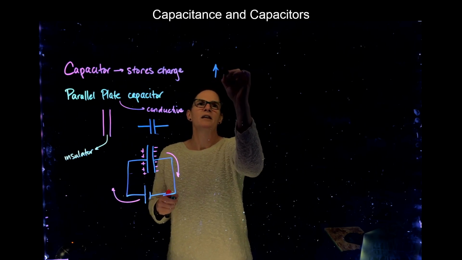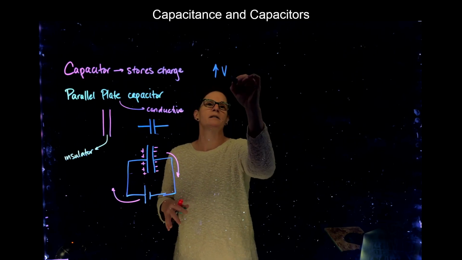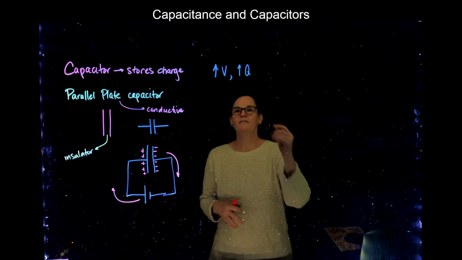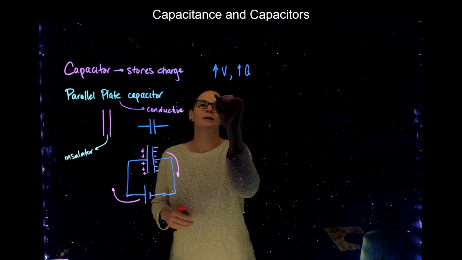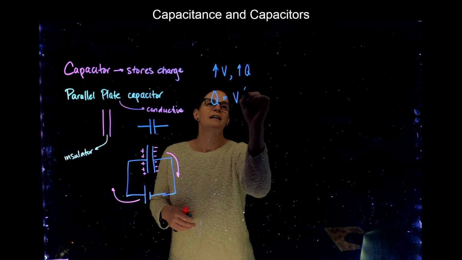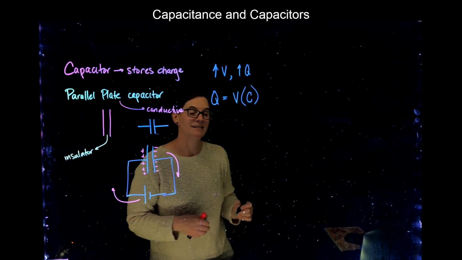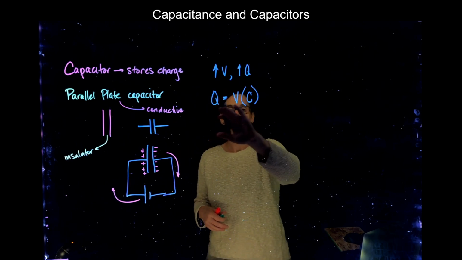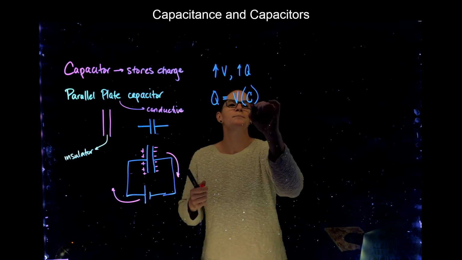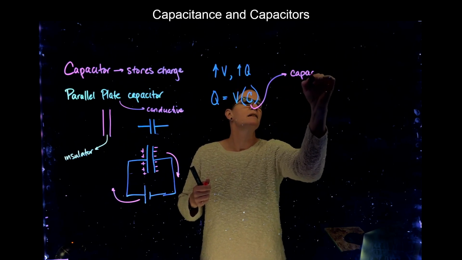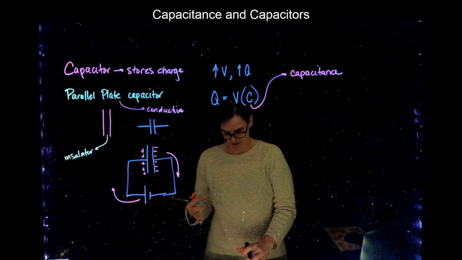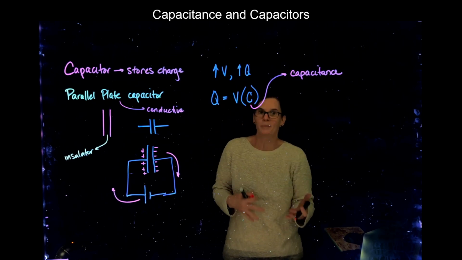So if we increase the potential difference, the voltage that we apply across the capacitor, we increase the charge that the capacitor can hold. And we find that that direct relationship holds true, and the charge on a capacitor is equal to the voltage times what's known as the capacitance. So the constant of proportionality for this relationship is what's known as the capacitance. So C is the capacitance. Now the capacitance is not dependent on the charge or the voltage, okay? The capacitance is a property of the capacitor itself.